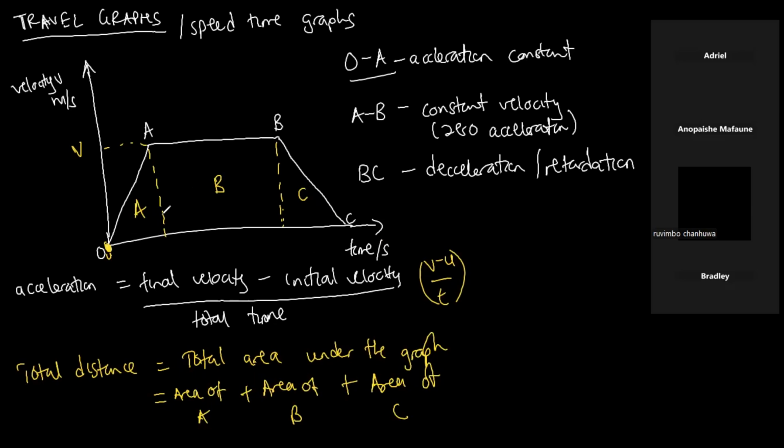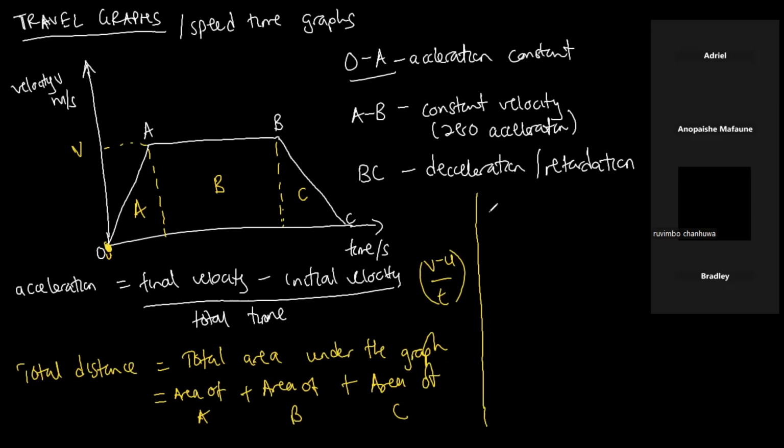So A is a triangle, which is half base times height, and then B is a rectangle, which is length times width, and then C is a triangle, which is half base times height. Then you get your total distance.